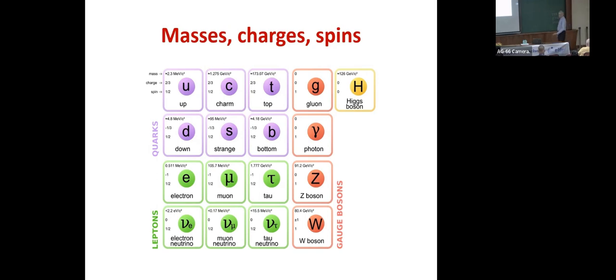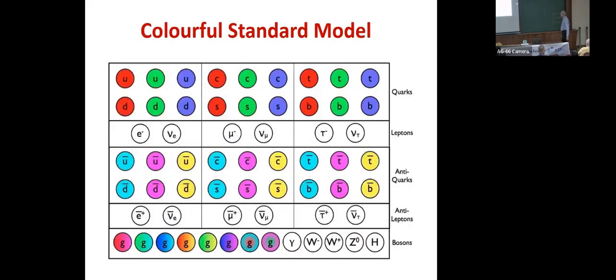So the first reason is that the six quarks that we see here all come in three colors. Which means that if I really want to write everything, I should write the U quark 3 times, C quark 3 times, and T quark 3 times. So all the quarks I should write 3 times: UD, CS, and TB.